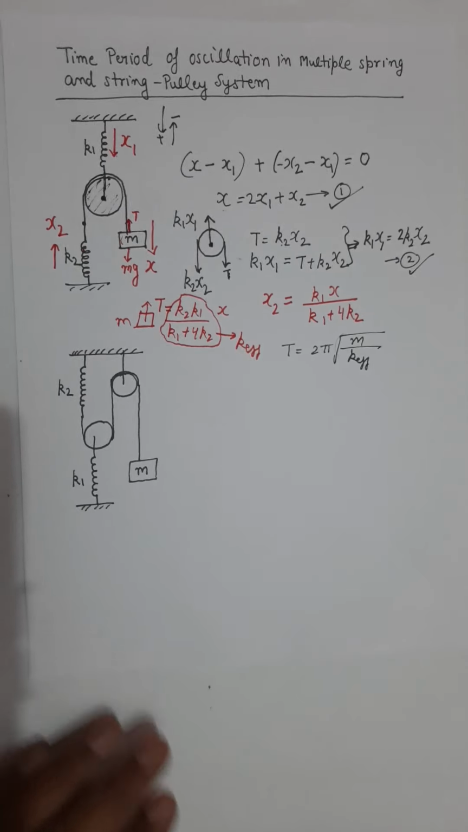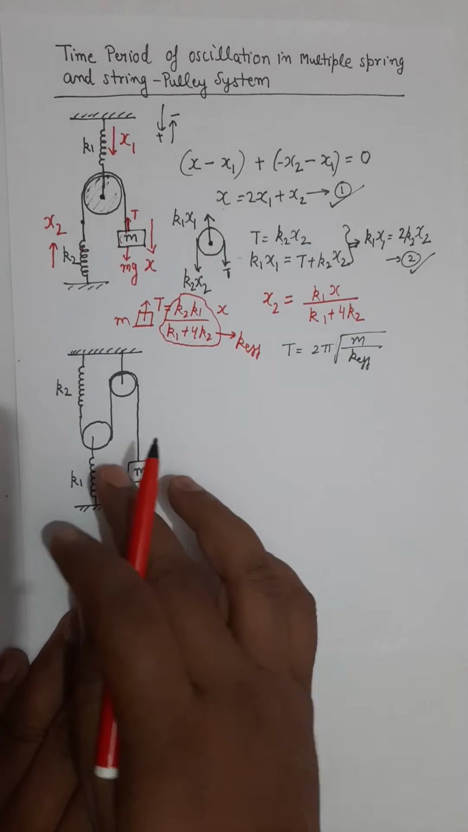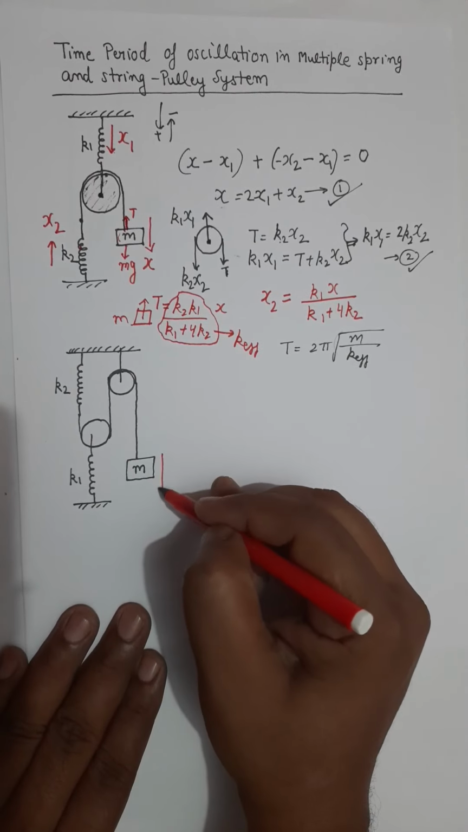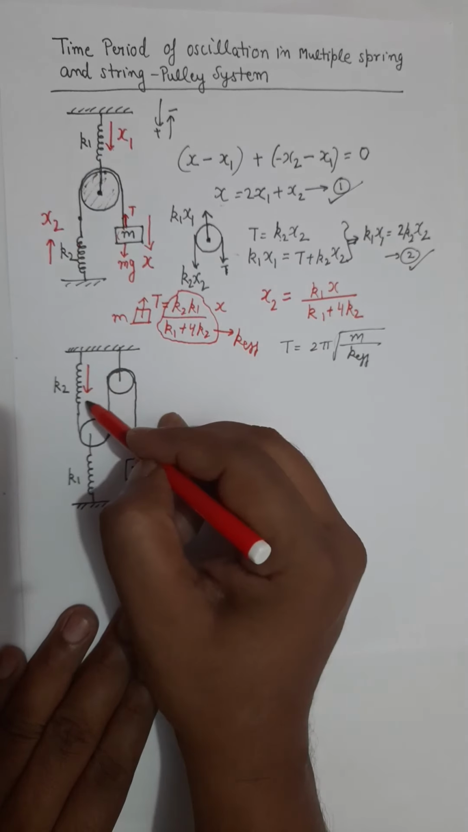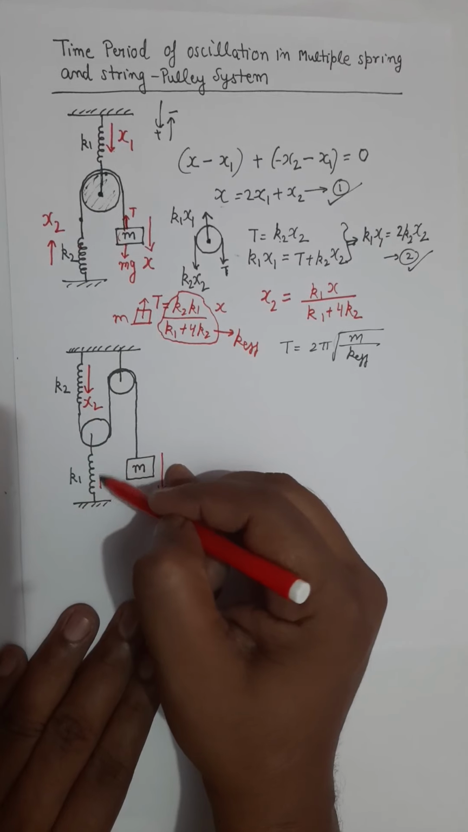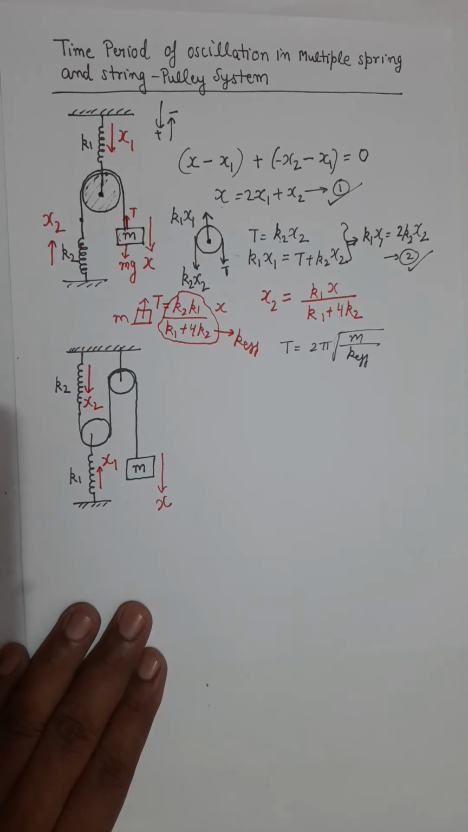So this is the objective way to find the time period now. Moving to the second question. Let's say mass m goes down by x distance, spring 2 elongates by x2, spring 1 elongates by x1, let's say. Step number 1 is to write the constraint equation.